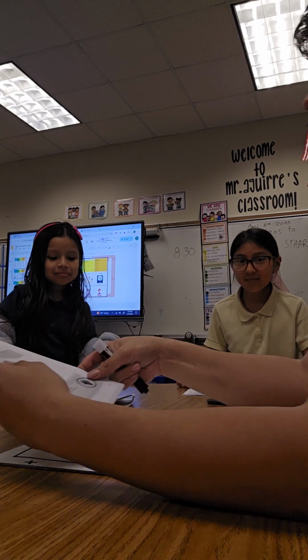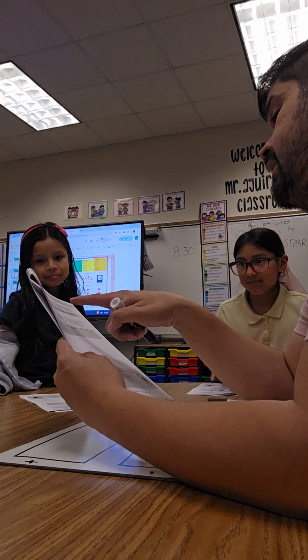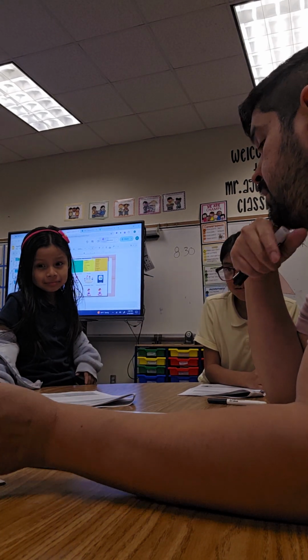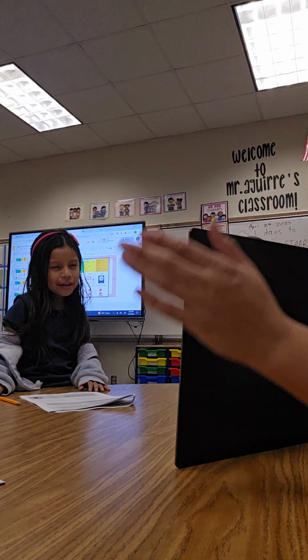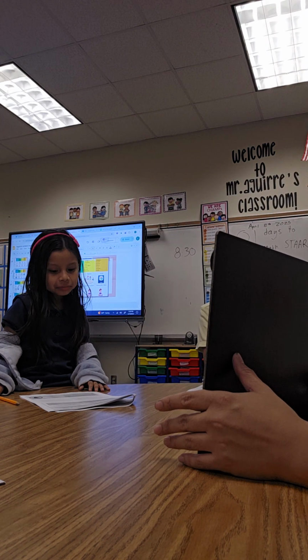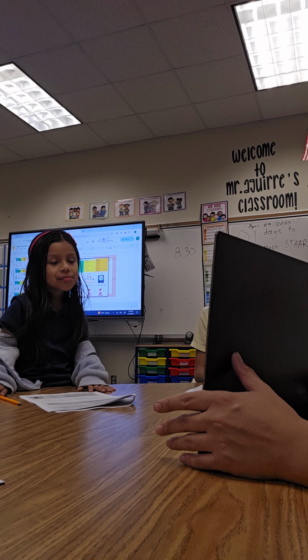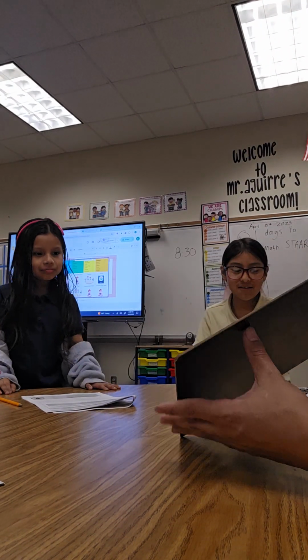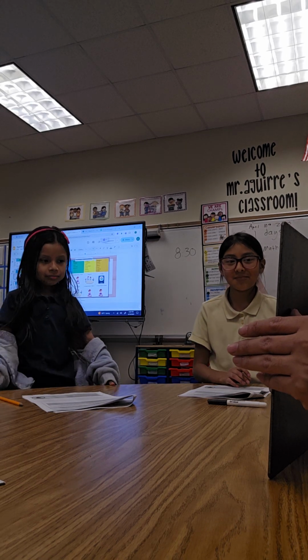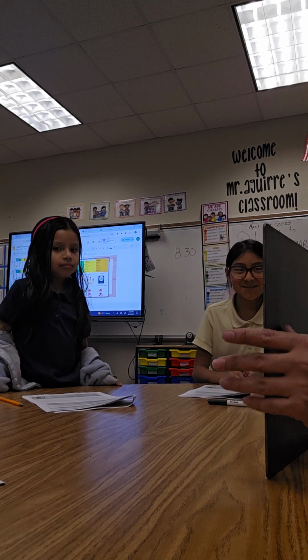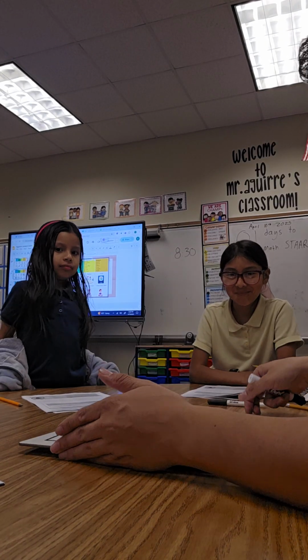Okay, so today we're going to be working on how to represent addition and subtraction problems using what? What is this? What's this called? A bar model. Yes, good job. Okay, so there are two different ways that we can represent that addition and subtraction bar model. Let's do the first one.